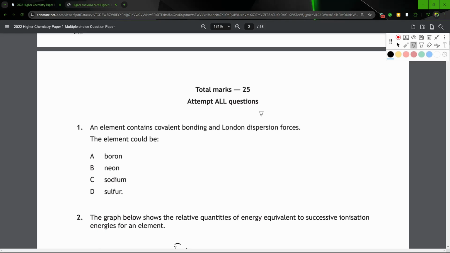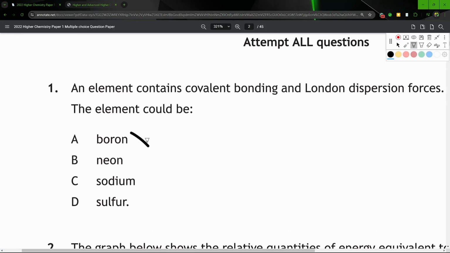I'll stop rambling. An element contains covalent bonding and London dispersion forces. This element could be what? Well, let's do the old process of elimination. So boron, we can eliminate. It's a covalent network, so it would just contain covalent bonding. There will be no London dispersion forces. So yeah, we can get rid of that.